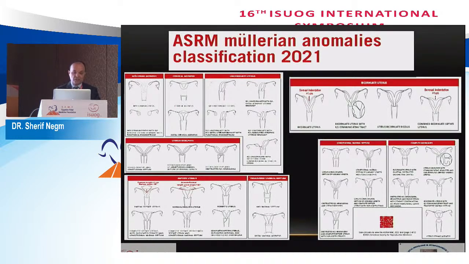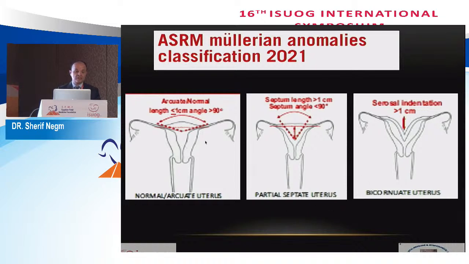This is the last classification, the ASRM classification. I think this is the one we're all using now. I just wanted to show you this last slide, and you can see here that in the ASRM classification system, this is considered to be a normal uterus, where you have a fundal indentation that is less than 1 centimeter and an angle of more than 90 degrees. A septate uterus is one that has a septum that is more than 1 centimeter in length, and the angle is less than 90 degrees, and the bicornuate uterus is one that has a fundal depth that is more than 1 centimeter.